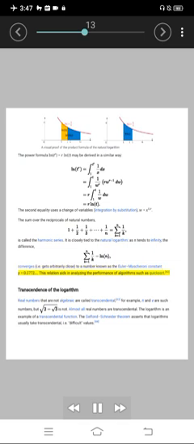Transcendence of the logarithm. Real numbers that are not algebraic are called transcendental. For example, pi is transcendental, but the square root of 2 is not. Almost all real numbers are transcendental. The logarithm is an example of a transcendental function.